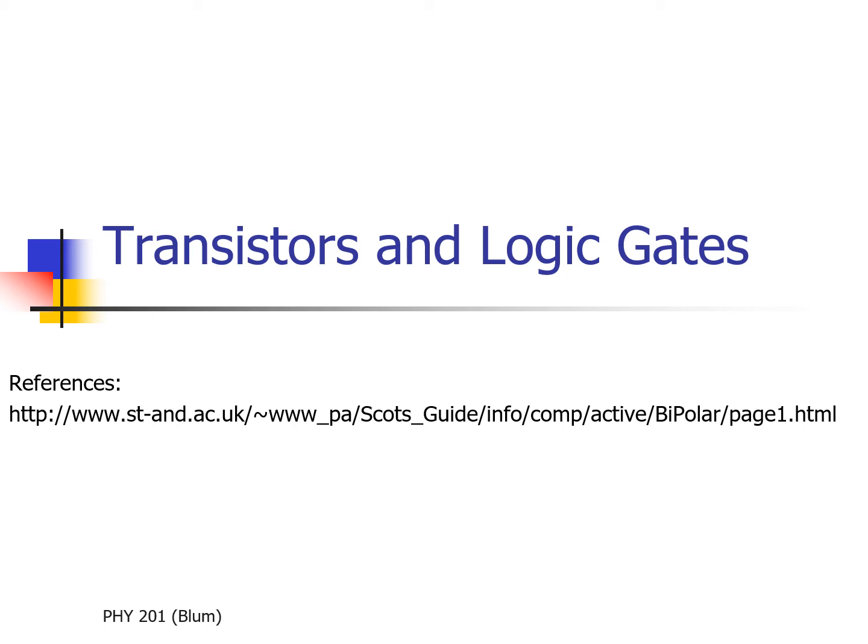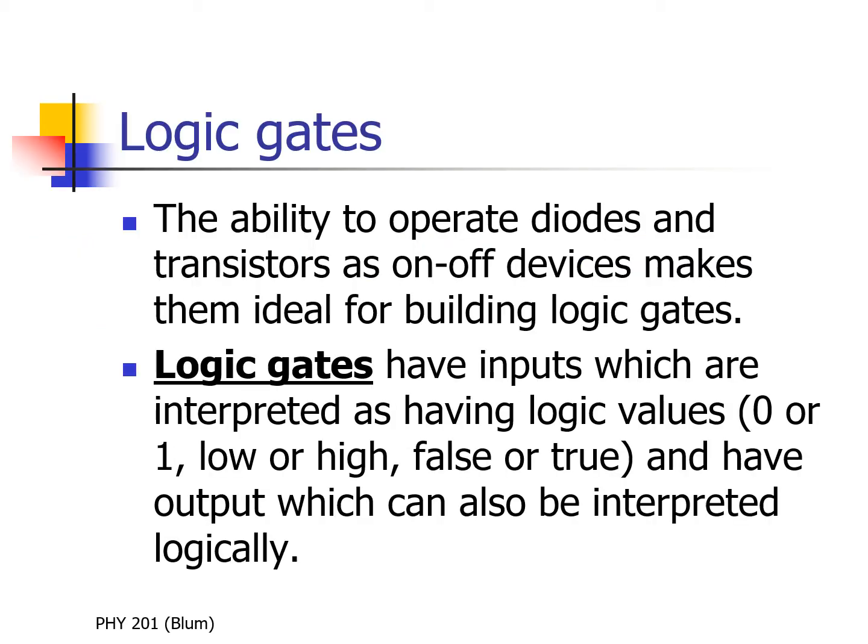In this presentation, we will see how to use transistors to make logic gates. So we can operate diodes and transistors as on-off devices, and that's going to make them ideal for building logic gates. For something to be a logic gate, it has to have input and output.